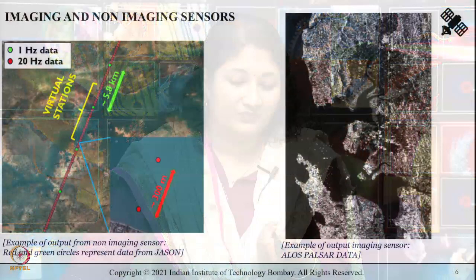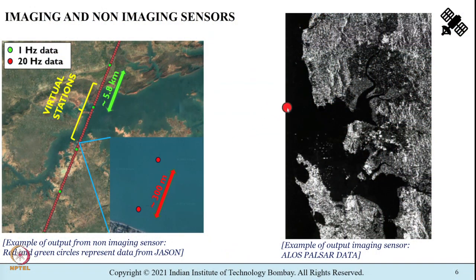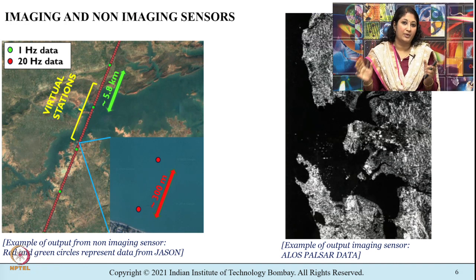Okay. Since we have seen how an imaging radar output looks, let us come to imaging radars. Shown here towards your right side is an image from ALOS PALSAR. Just to make a clear distinction, in microwave remote sensing, you can get data like this. We will learn how each of these data are captured and processed as part of this course. But just to make a distinction, we can have imaging sensors as well as non-imaging sensors.